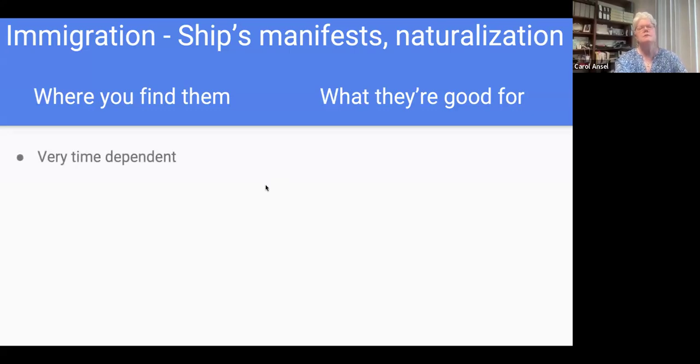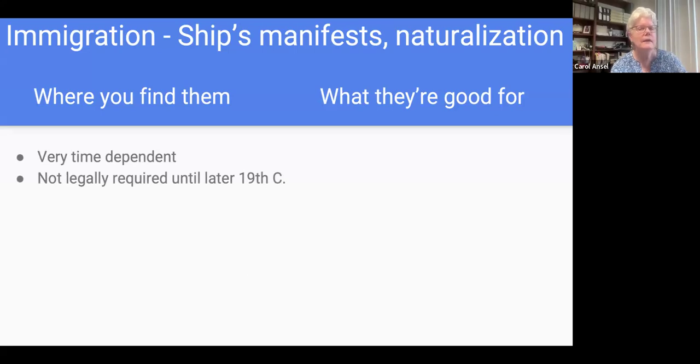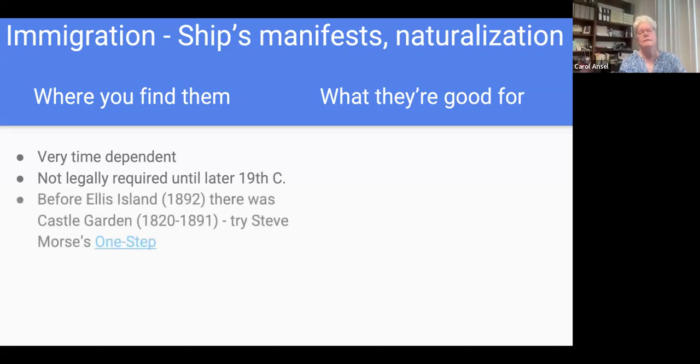Okay, immigration, ship manifests, naturalization papers, these are really time dependent. So if you're looking earlier, it's harder to find them. They didn't legally have to keep track of all of this until later in the 19th century. So if your immigrant came in before then, there are lists out there. There's the PILI, the Passenger Immigration List Index, which is many, many volumes. But we have the online version of that, and you have access to that as a member.